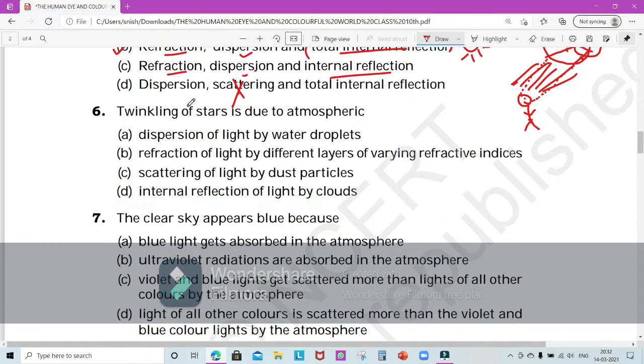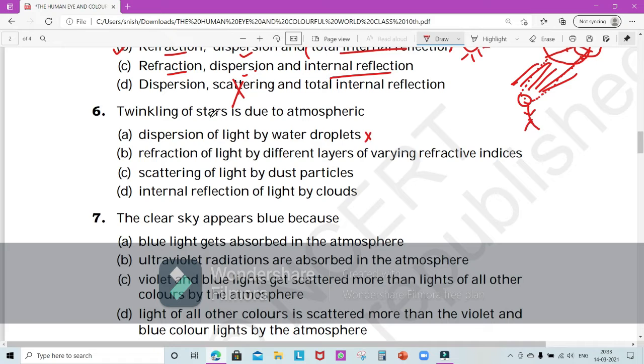Next, sixth question. Twinkling of stars is due to atmospheric, right? We have to say twinkling of stars is due to which phenomenon? Dispersion of light by water droplets. Twinkling of stars, dispersion of light, there's no sense, right? There's no relation between them. Refraction of light by different layers of varying refractive index, that's true, right?